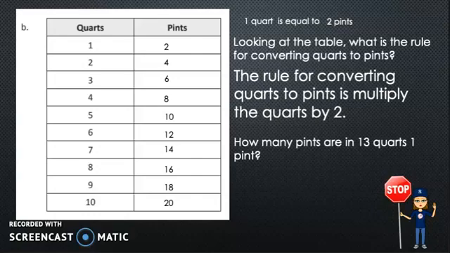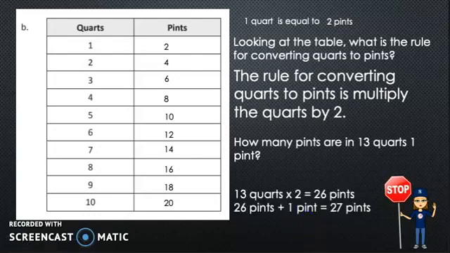Are you ready? Here's what I did. I multiplied 13 times 2 to give me 26 pints, and then I added 1 more pint to get 27. How did you get your answer? Great job, friends. Great job.